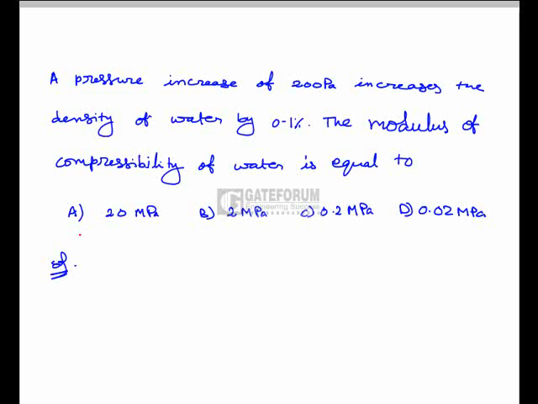A pressure increase of 200 pascal increases the density of water by 0.1%. The modulus of compressibility of water is equal to, here modulus of compressibility is the ratio of change in pressure to the volumetric strain. So here K is given by delta P by volumetric strain. Here the change in pressure is 200 pascal and the change in volume is inversely proportional to the change in density of the water. So that means here density of water increases by 0.1%. That means the volume decreases by 0.1%.